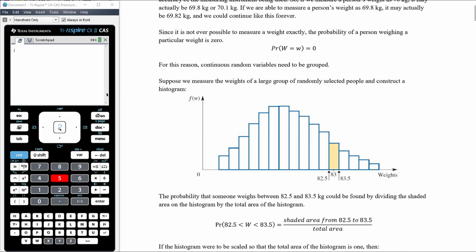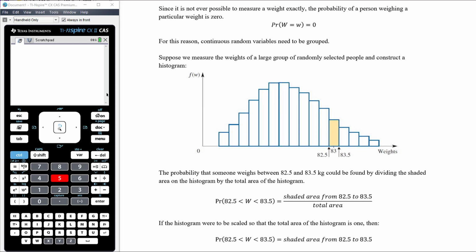So let's say we measure the weights of a large group of randomly selected people, and we construct a histogram to show that. We've got this histogram here showing the weights. Obviously, I haven't got a full scale in here, but what we can see is that the probability that someone weighs between 82.5 and 83.5, which is the scale for this particular bar in the histogram, could be found by dividing the shaded area on the histogram by the total area of the histogram. That would make sense. If I want to work out the probability someone's in this group, if I did this area divided by the total area of the histogram, then I would have the probability of someone being in that group.